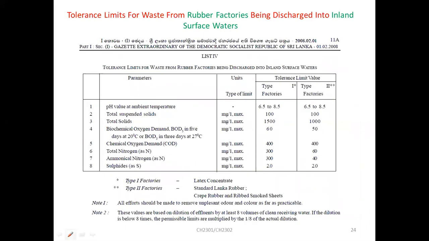Then this is the tolerance limits of rubber factories discharge into inland surface water. BOD is 50 and 60, and COD value is 400 and 400.